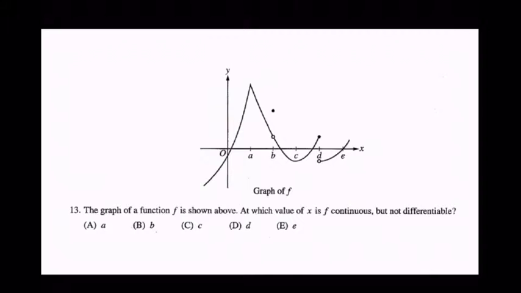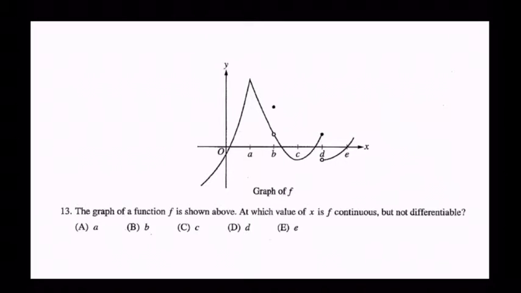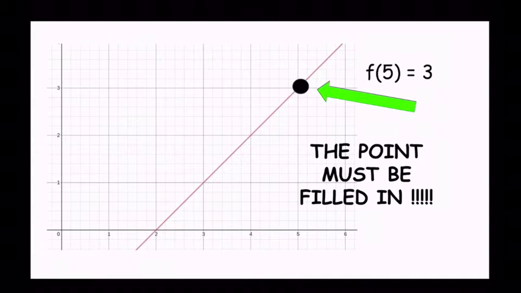Alright, so this is the next and last question. To make things faster, I chose to pick a problem that involved both continuity and differentiation. So before we answer this, we need to understand that continuity just means where a point is defined. That's all. So in this example, if f of 5 equals 3, that means that f is continuous at x equals 5. And always remember that the point must be filled in. It has to be a little black point. It can never be like that white or transparent one, however you want to call it.